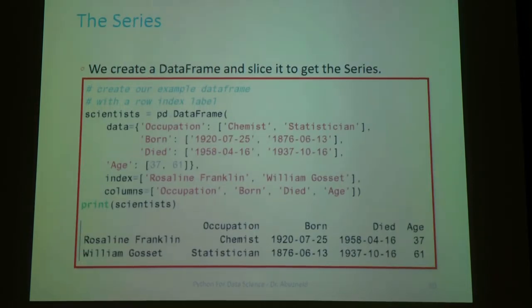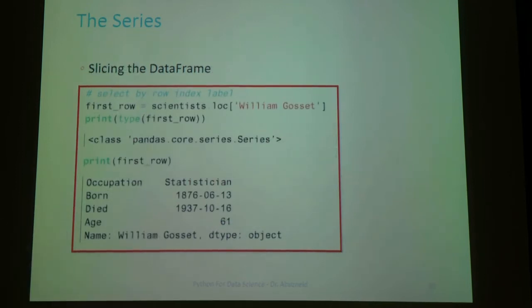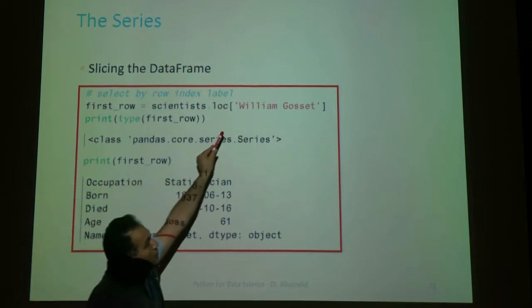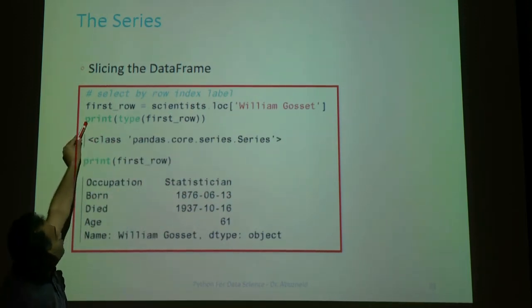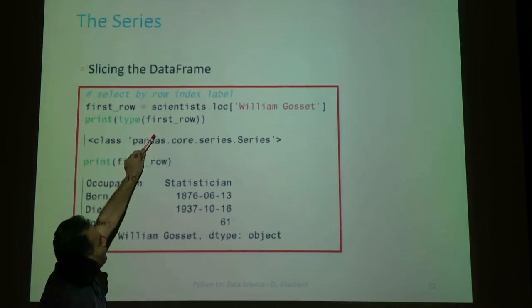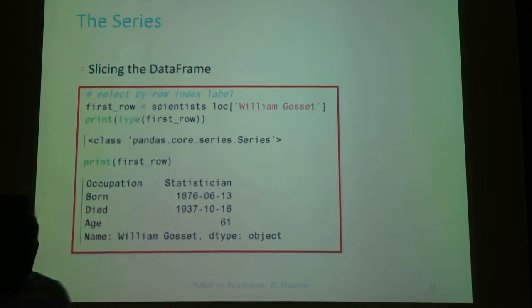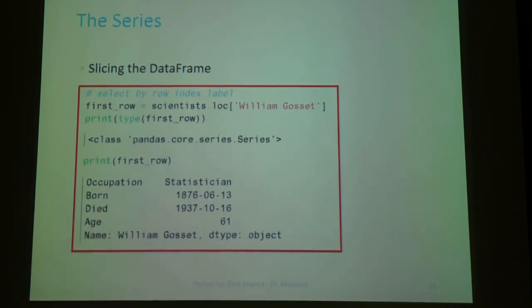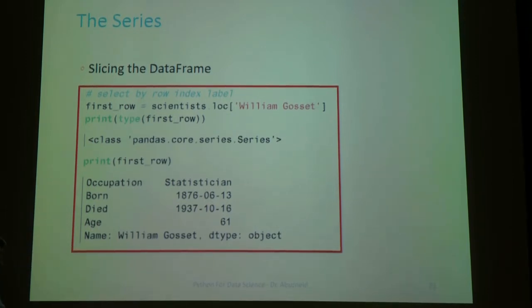Where am I? Okay, in here. So in here, print scientists. For example, slicing the data frame. So for example, scientists.loc in here using the index label, and I saved it to first row. If I try to see the type of the first row, it will give you a Series. So each row is a Series. Each column is a Series. Print first row and it prints the Series for you.